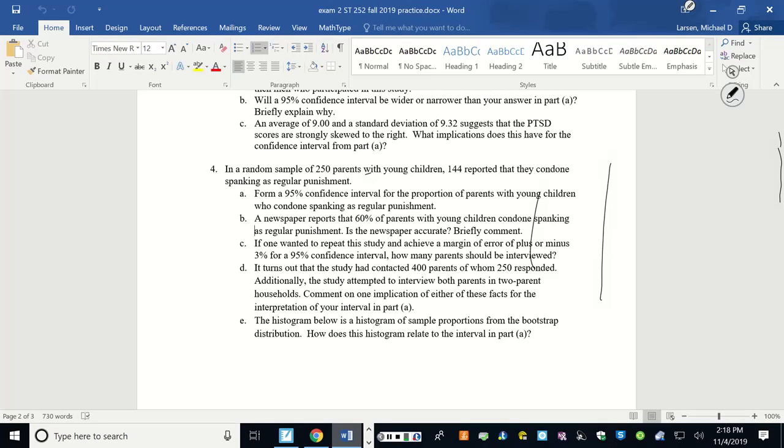There could also be some bias, right? If the parents who don't respond were more likely to hit their kids, or vice versa, then the interval might really be shifted. It might be shifted off from the truth. So there might be a little bit of bias.